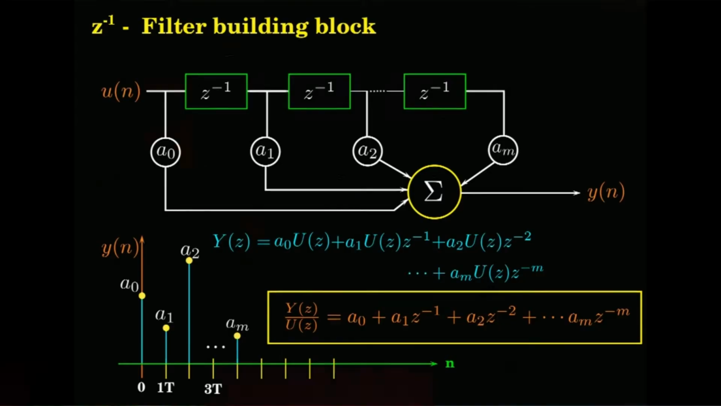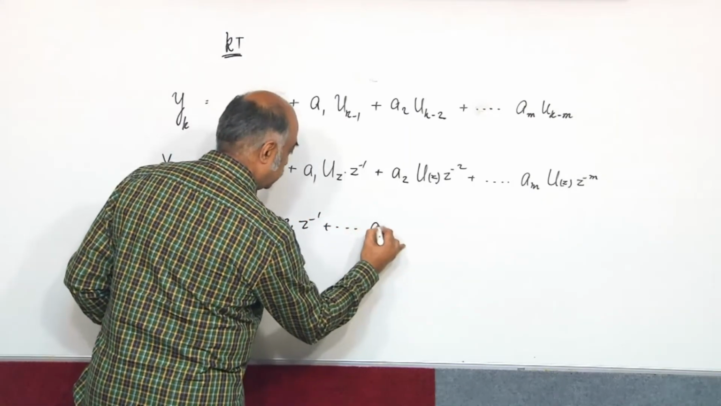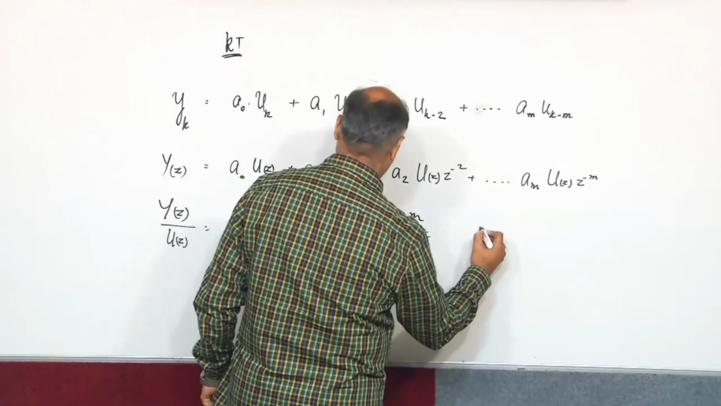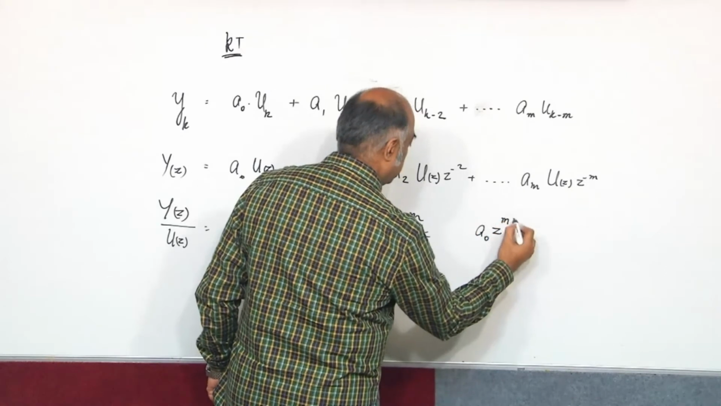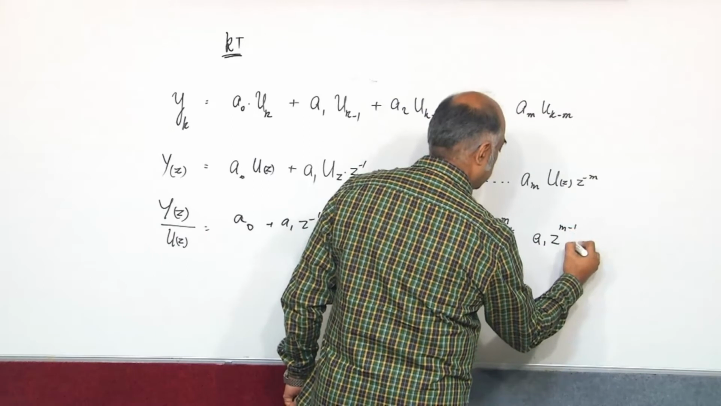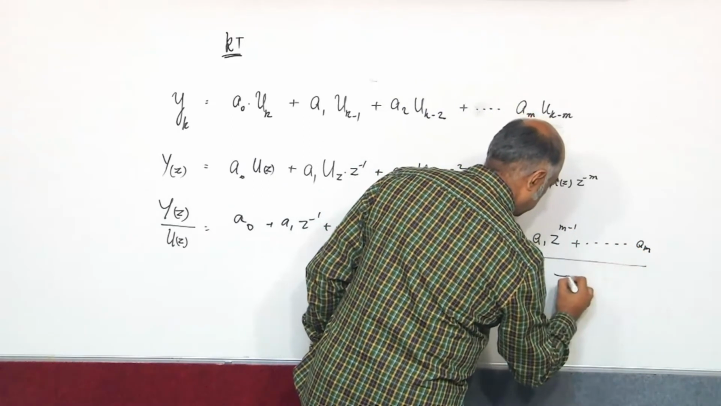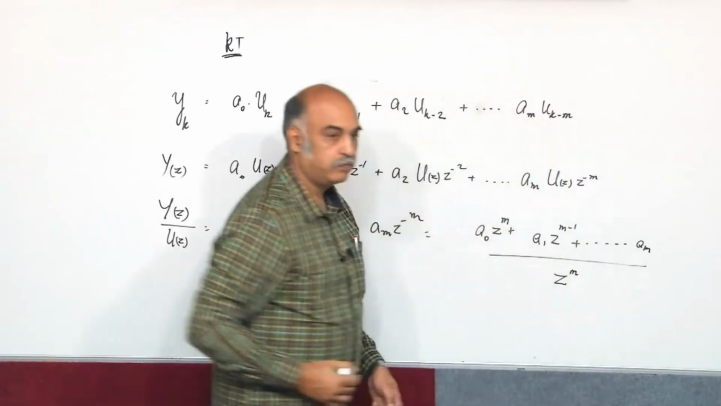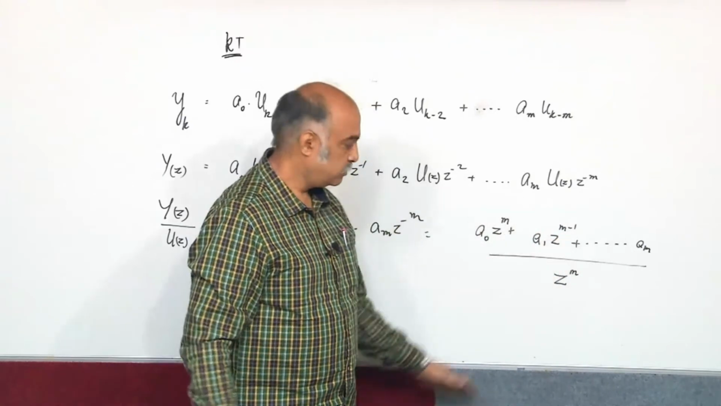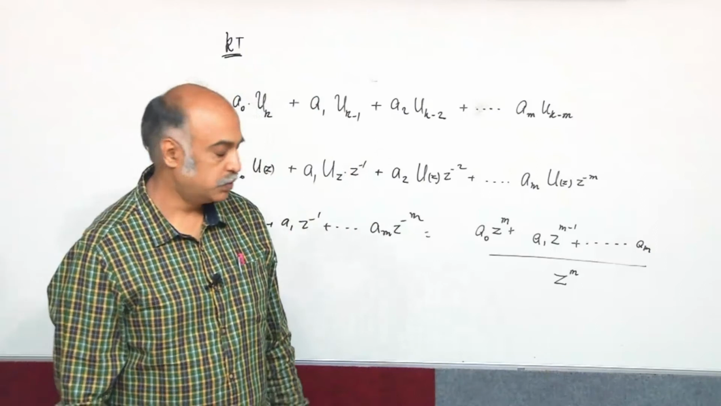If you see a naught plus a1 z to the power of minus 1, up to am z to the power of minus m, or you could write it as a naught z to the power of m plus a1 z to the power of m minus 1, up to am, by z to the power of m. Roots of the numerator will give you the zeros. The roots of the denominator will give you the poles.